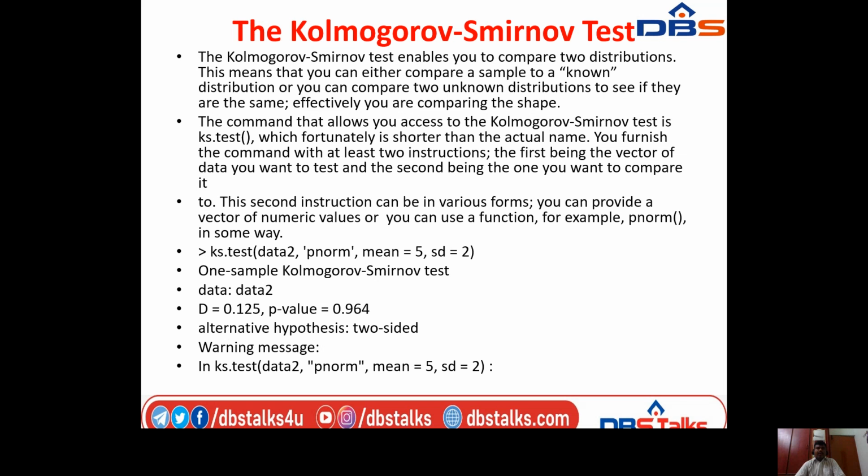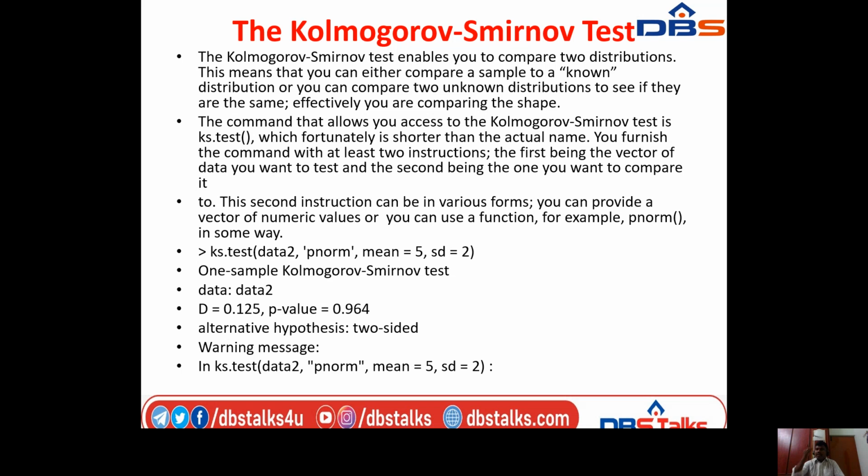Now this is another one, the Kolmogorov-Smirnov test. This is also especially used for the comparison of distributions. We are given two sets of data or two sets of distributions. They are similar or different, and we can easily test that by using this type of testing, the Kolmogorov-Smirnov test. This means that we can either compare a sample to a known distribution or compare two unknown distributions to see if they are the same. Effectively, you are comparing the shape.